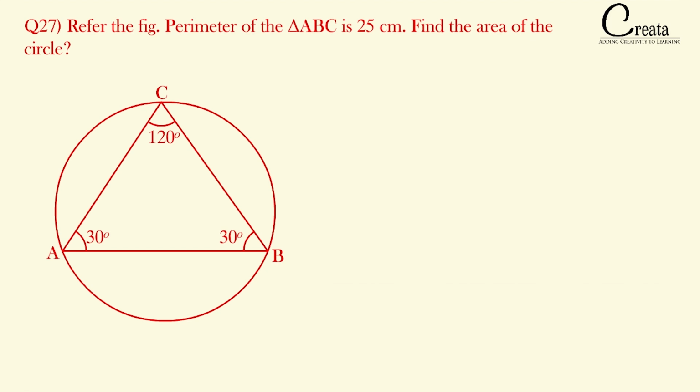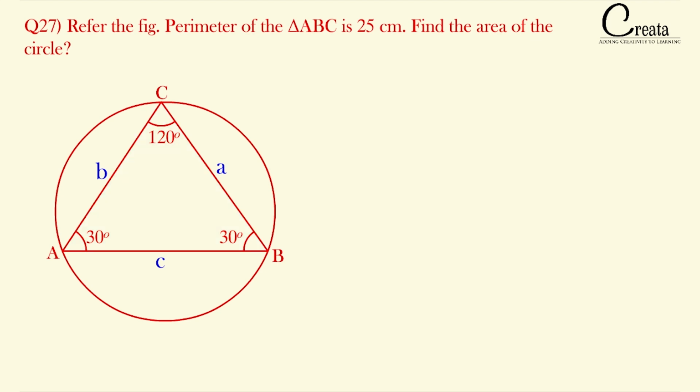Our first step, we will observe and visualize the question. Let's refer to the figure. In this figure, a triangle ABC is given. The three angles of this triangle are given as 30 degree, 30 degree and 120 degree. Let's assume the three sides as A, B and C. The side opposite to angle A is A, the side opposite to angle B is B, and the side opposite to angle C is C.